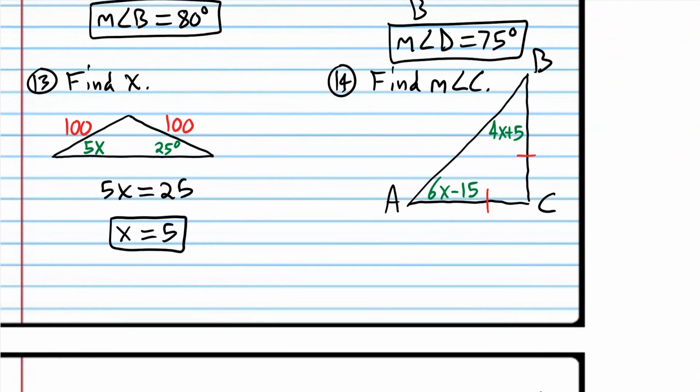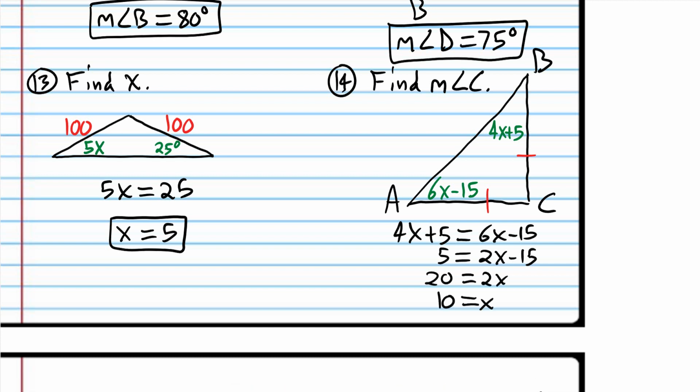For number 14, this is an isosceles triangle because this side is congruent to this side. We know that by those red tick marks. But if those sides are congruent, that means the angles opposite those sides must be congruent also. So that means that 4x plus 5 must be equal to 6x minus 15. And we're going to use that to find x. So we're going to subtract 4x from both sides, and we get 2x minus 15 is equal to 5. Add 15 to both sides, and we get 20 is equal to 2x. Divide both sides by 2, and we get x is equal to 10.